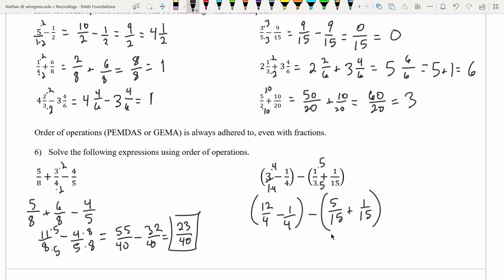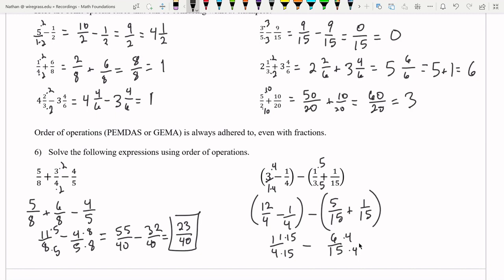Okay, I have to do each parenthesis group first, so I'm just going to go ahead and do them at the same time before I can do the subtraction. 12 minus 1 is 11 over 4. 15 plus 1, or sorry, 5 plus 1 is 6 over 15. I need to get common denominators, so I must multiply this one by 15 and the other one by 4. You can just, of course, list them out. The prime factorization of 4 is 2 times 2. The prime factorization of 15 is 3 times 5.